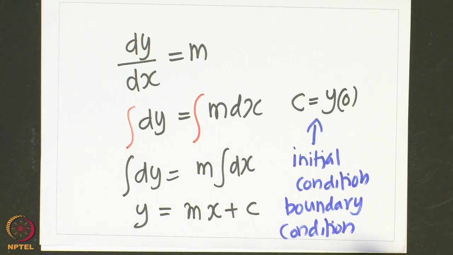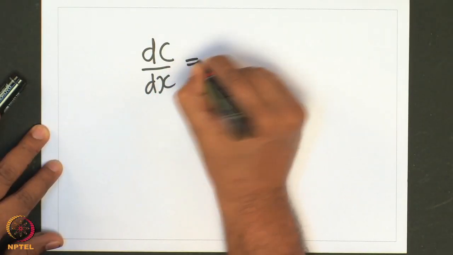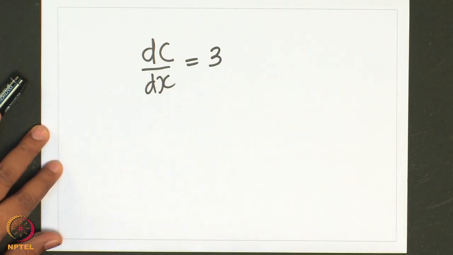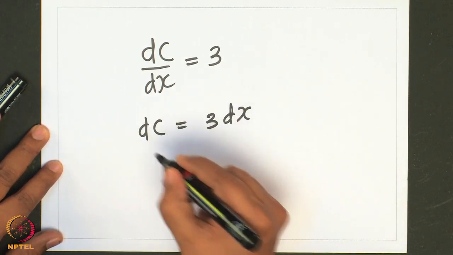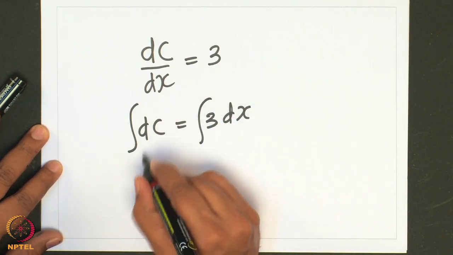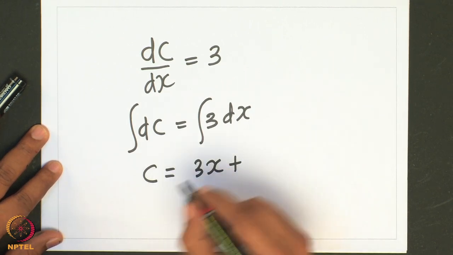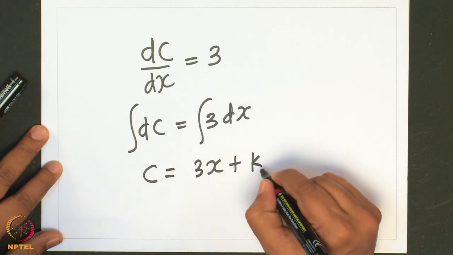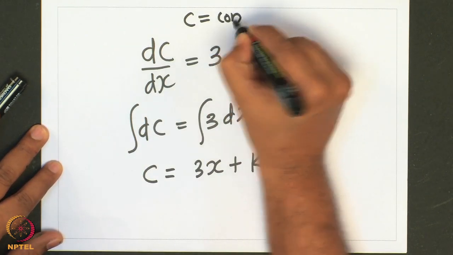Why do we call it the boundary condition? Let us think about this not in terms of time, but in terms of concentration. We want to write an equation for concentration. Let us say we know that dc by dx is equal to 3, some number. If I integrate, I will have dc is equal to 3 dx. Since 3 is a constant, I can put the integral sign on both sides. I would write c is equal to 3x plus some other constant k1, since I already used c for concentration.